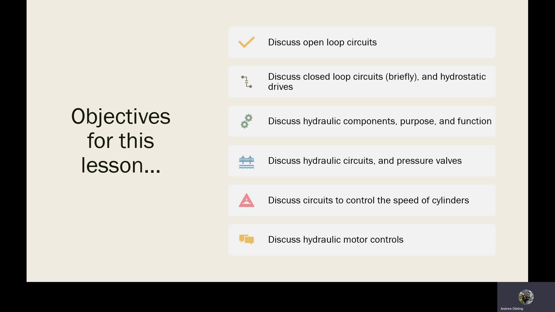We're going to discuss circuits to control the speed of cylinders. So speed control is, as we've mentioned before, very important in a hydraulic circuit, especially if you're applying a lot of force and you're bending a metal or pressing something and forming it in a forge. You need time for those processes to happen. Otherwise, you can have breakage and shattering that can take place.